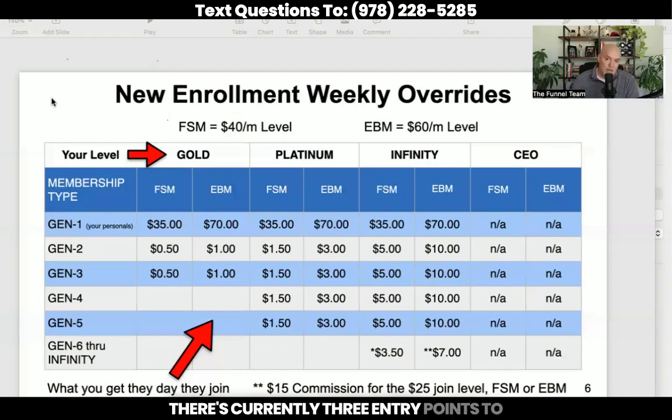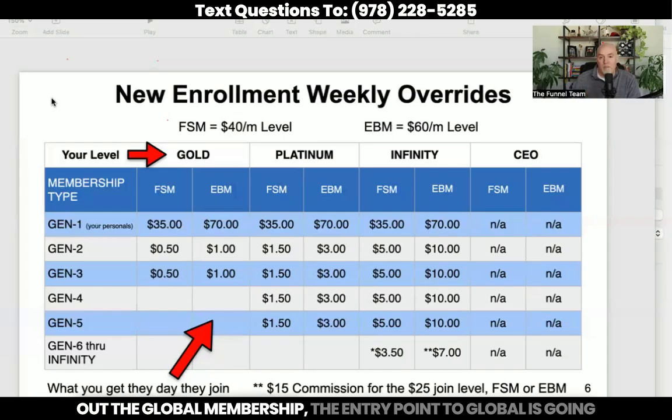There's currently 3 entry points to the myEcon compensation plan. You have the $25 level, the $45 level, and the $100 level. Those are all staying exactly the same. Nothing has changed from the last few months. What is going to be changing is once myEcon rolls out the global membership, the entry point to global is going to be different from the current 3 entry levels. We'll get to the monthly residual here in just a minute, but it is going to add that.